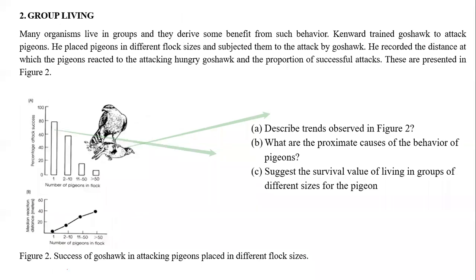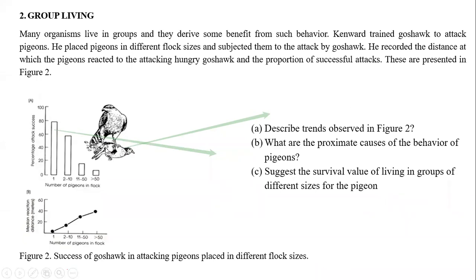The second exercise is the following. Please don't be stressed. Don't look at the figure first, just read the text. I want you to read this text very carefully and try to imagine and visualize what's going on. Once you are done, then you come to the figure itself. You can see here it's talking about the number of pigeons in a flock. I think all of us know what a flock is, so these are different flock sizes. Then on the Y-axis, percentage attack success. If you have an attack and you are successful, I think you know what we mean.